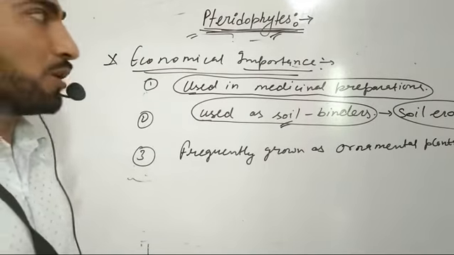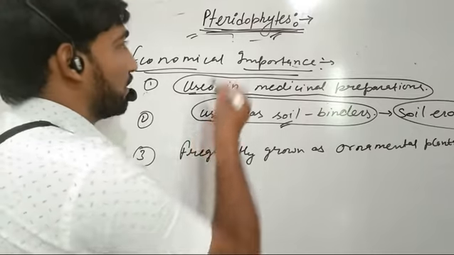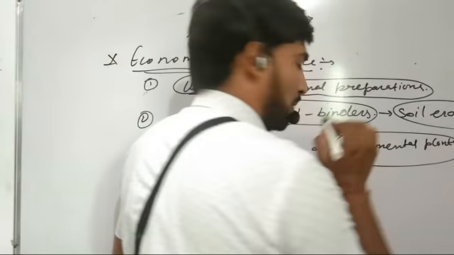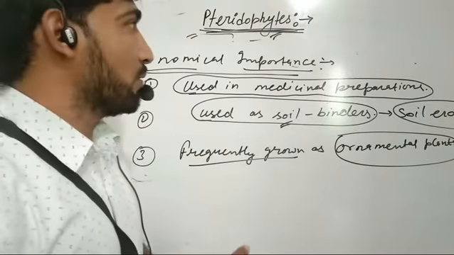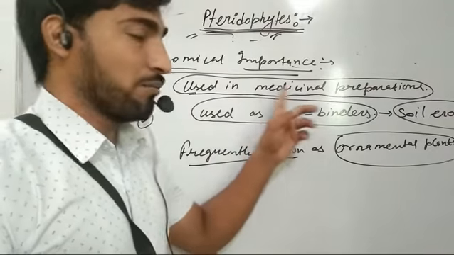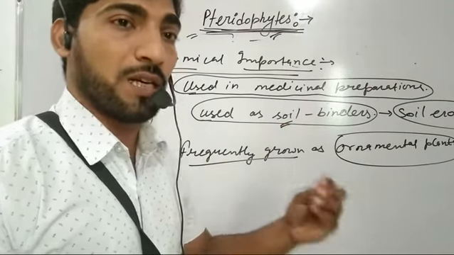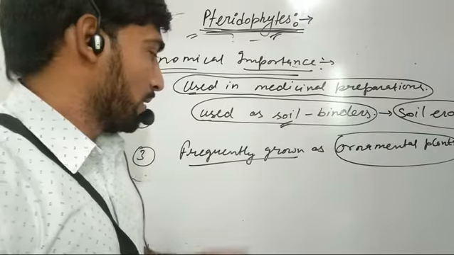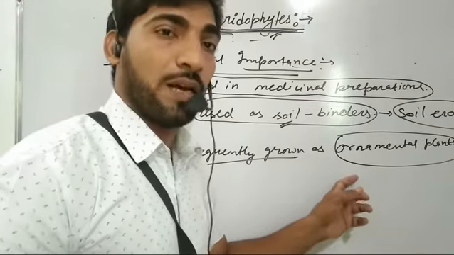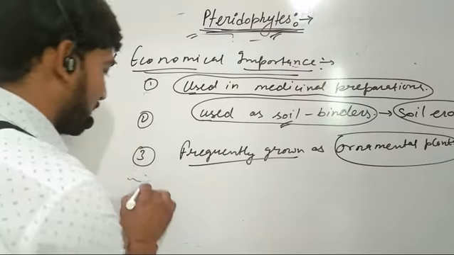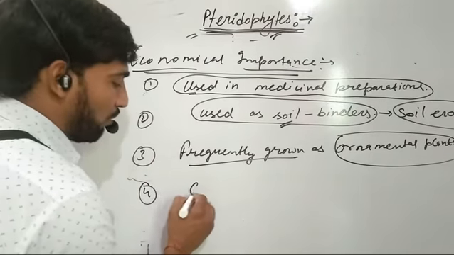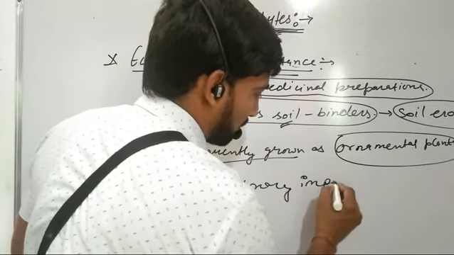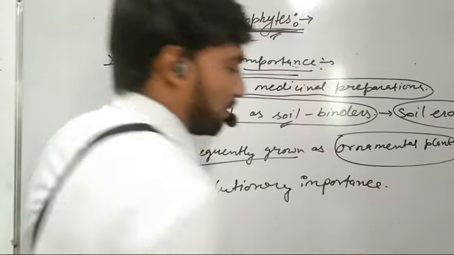The third economic importance of pteridophytes is that they are frequently grown in our houses as ornamental plants. So we have three economic importances of these pteridophytes: they are used in medicinal preparations for cream, jelly, gel and all these, they are used as soil binders to prevent soil erosion, and they are frequently grown in our houses as ornamental plants. One more thing, these pteridophytes also have evolutionary importance.